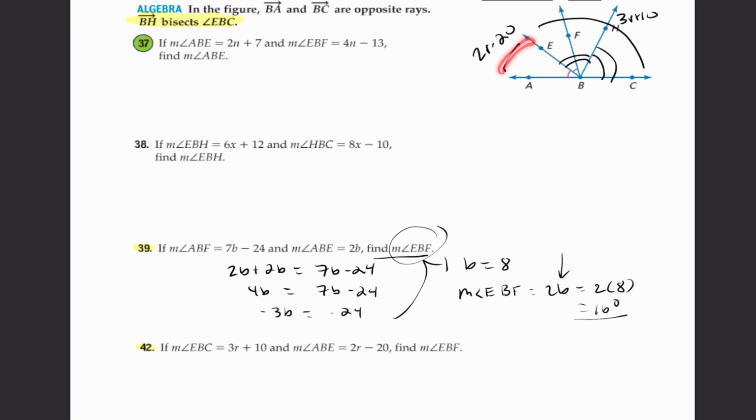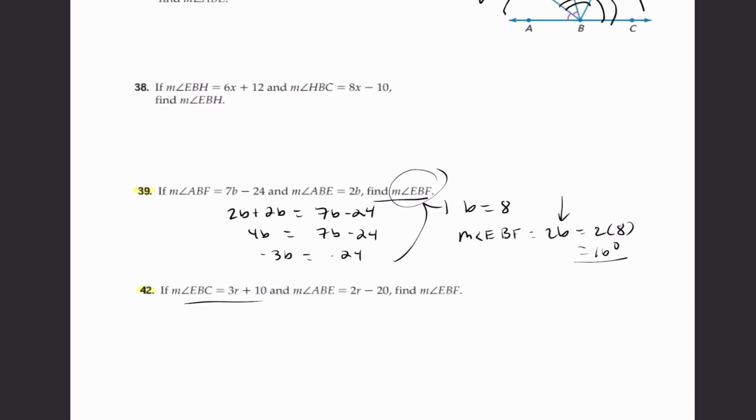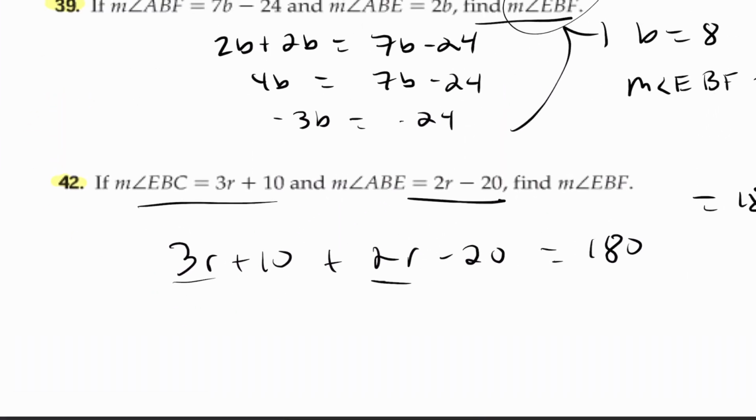And notice that this plus this, if you add them together, how many degrees is that? Well, that's 180 degrees, right? So this is 90 and this is 90, so that's going to add up to 180. So basically I have this part plus this part, you equal that to 180 degrees. So 3r plus 10 plus 2r minus 20 equals 180. That's 5r minus 10 is equal to 180.